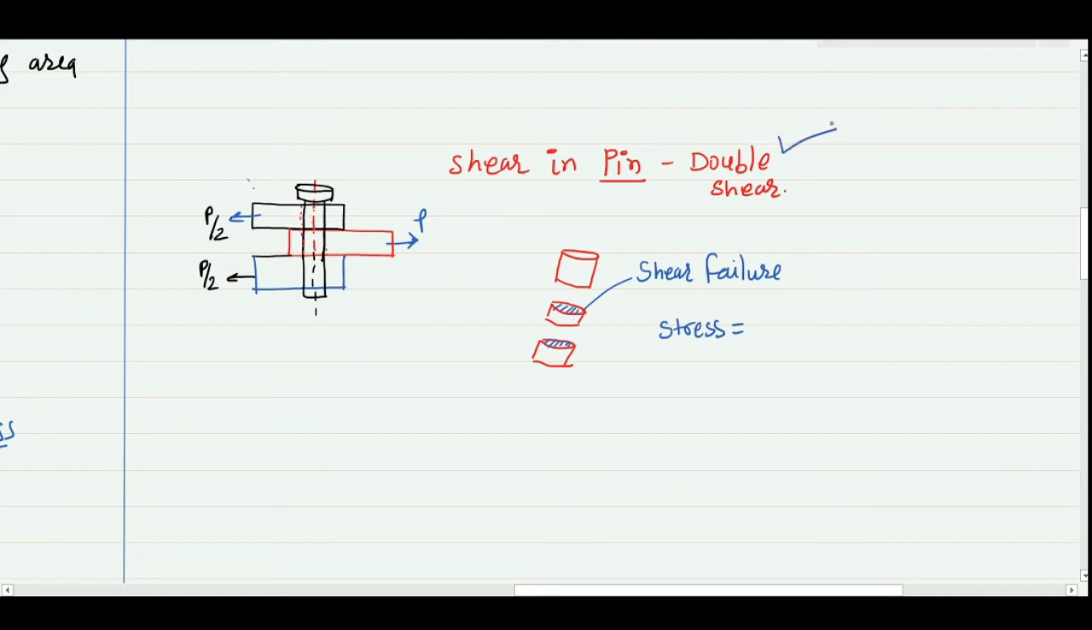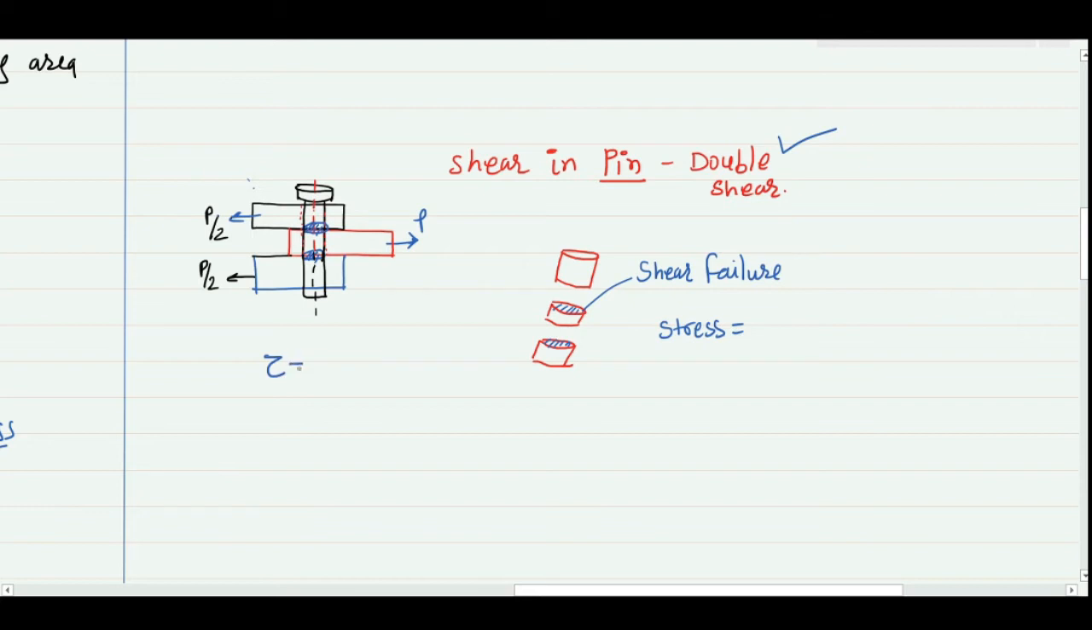And why am I explaining this example? Because many times we see that the pin is in double shear. What does it mean? It means that if I visualize the failure of the pin, or which area is actually responsible for the resistance, I can identify that there will be two areas, one on the top side, another one here. So these two areas are actually responsible for the resistance.